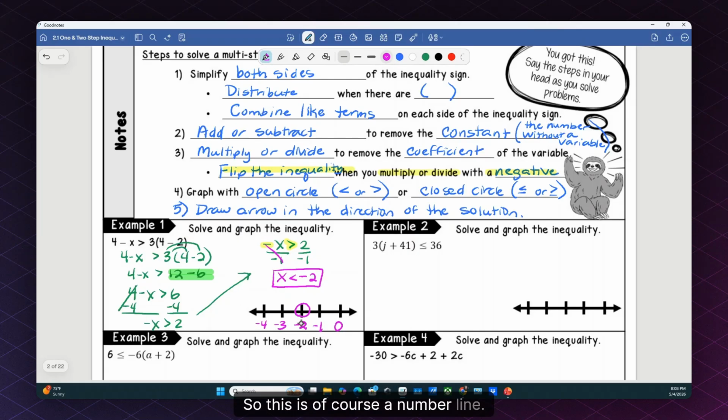So this is, of course, a number line. So it's going to be getting larger. It's going to get larger going to the right, and it's going to get smaller going to the left. We got to decide which way to do our arrow. This is saying x is smaller than -2. The smaller direction is going to be to the left.